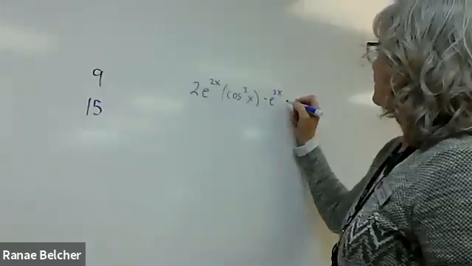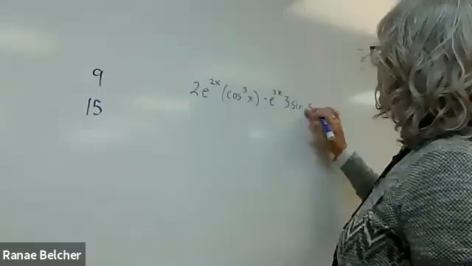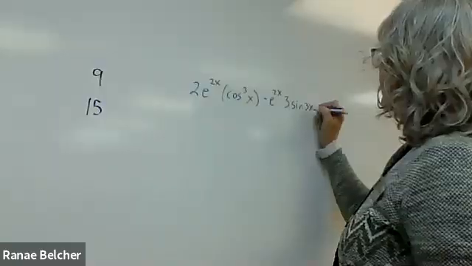I got 2 e to the 2x times cosine cubed x minus e to the 2x times 3 sine cubed x. I mean, no, sorry, 3x. And yeah, the cosine cubed x is also a cosine 3x. That's my bad. The first one I told you, yeah.